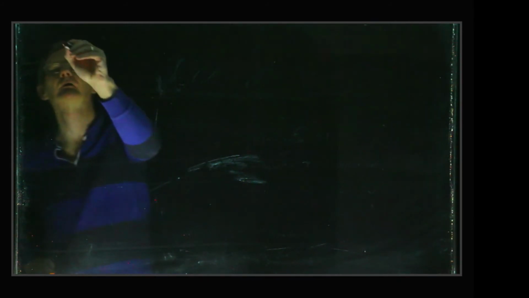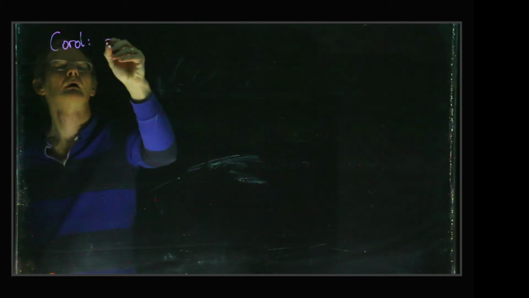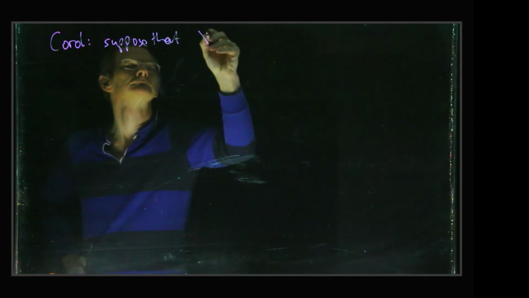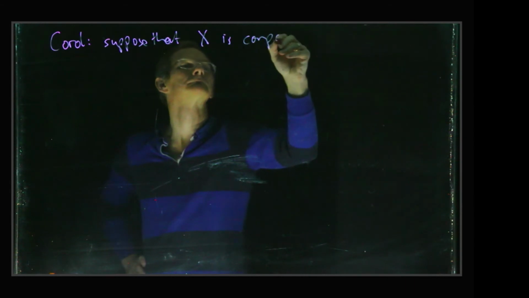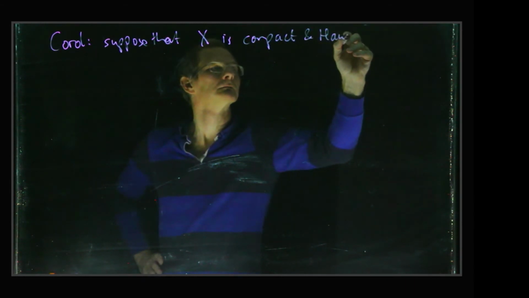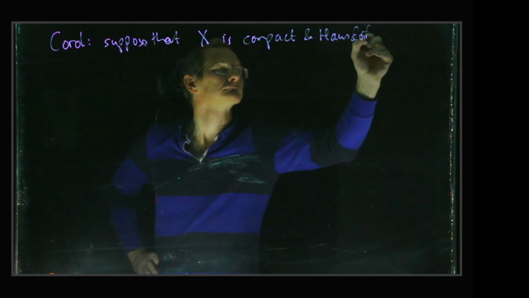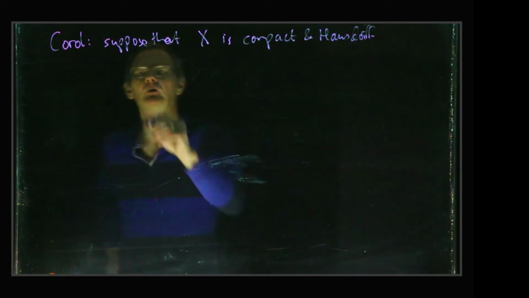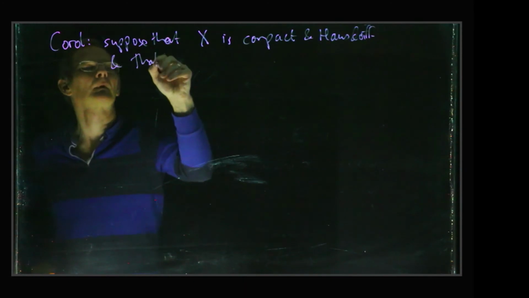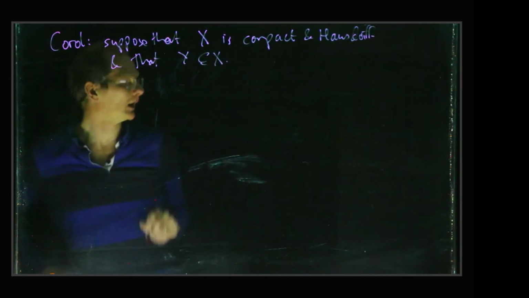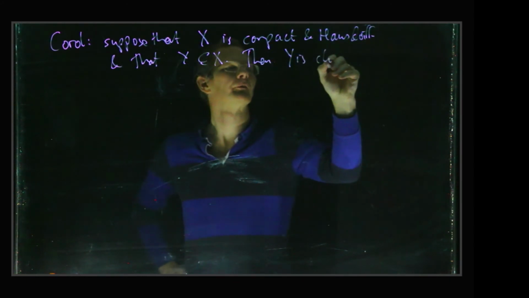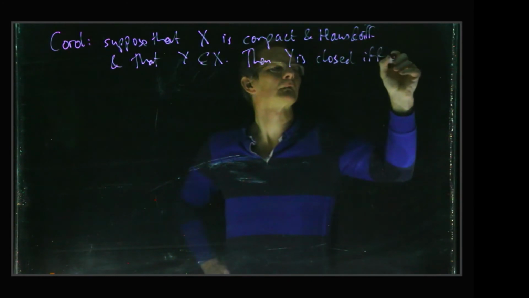So let's just finish by explaining quickly what we get by combining the last two results. So let's suppose that X is both compact and Hausdorff. As I said, these are very nice spaces that are both compact and Hausdorff. And Y is a subset of X. And I claim Y is closed if and only if it's compact.